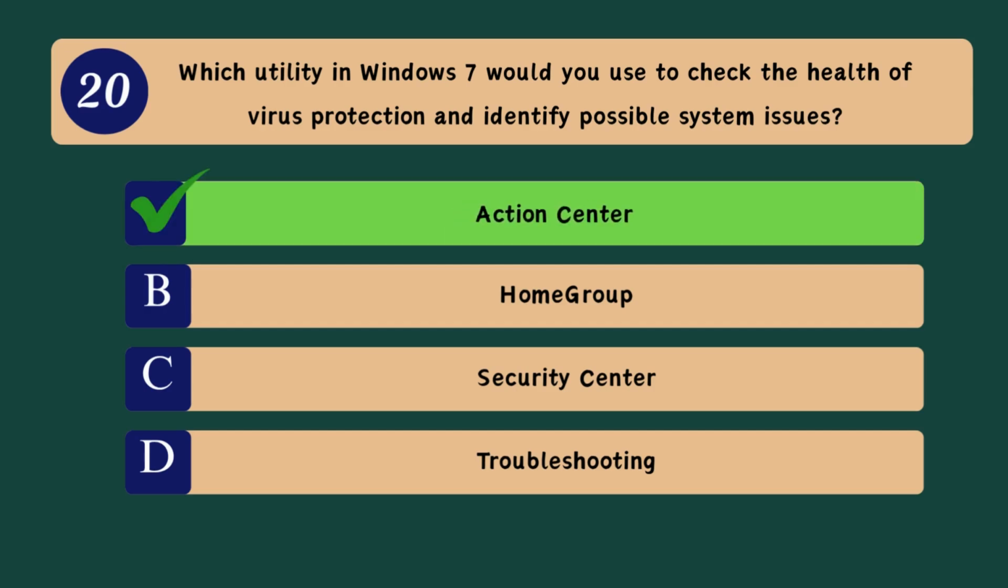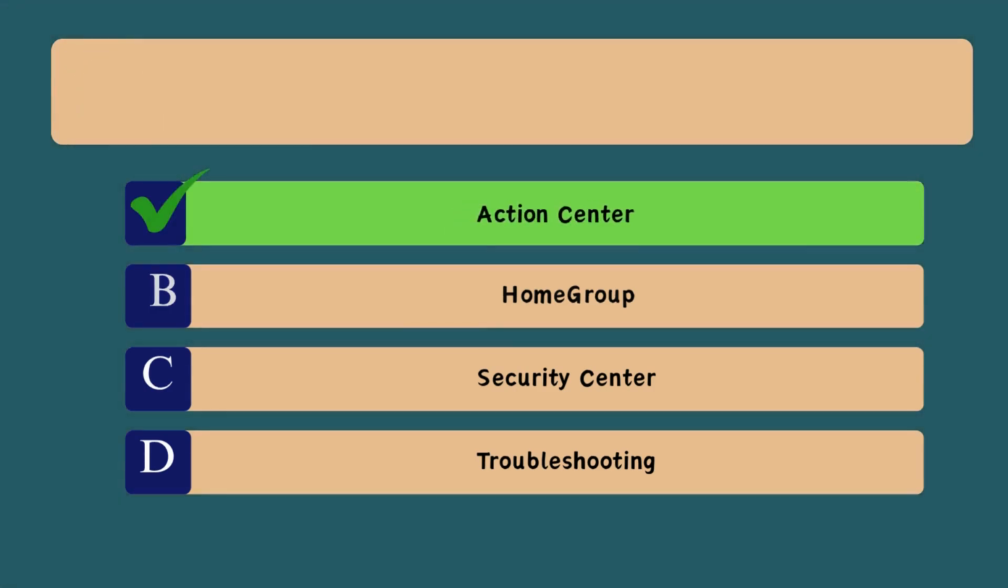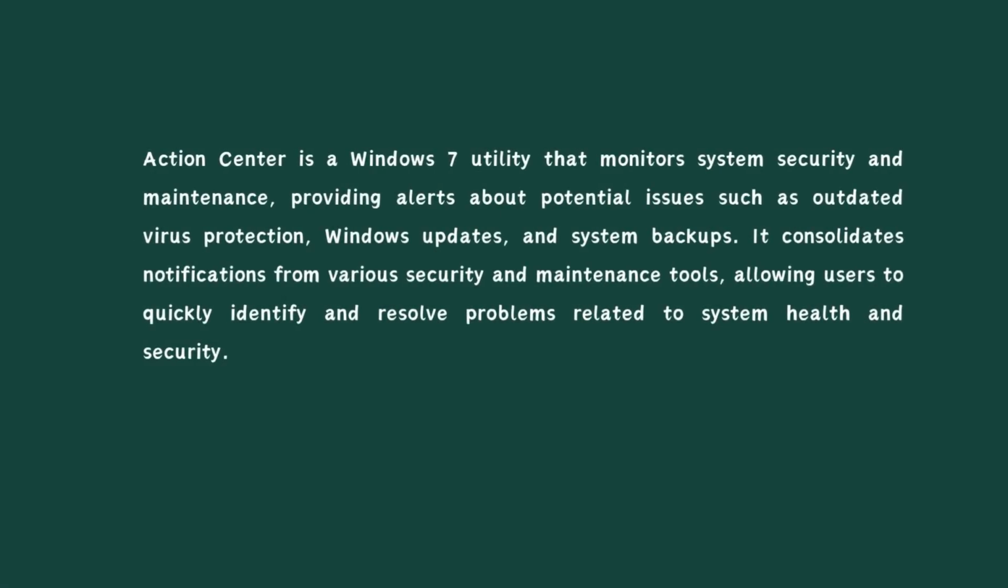Correct answer: A. Action Center. Action Center is a Windows 7 utility that monitors system security and maintenance, providing alerts about potential issues such as outdated virus protection, Windows updates, and system backups. It consolidates notifications from various security and maintenance tools, allowing users to quickly identify and resolve problems related to system health and security.